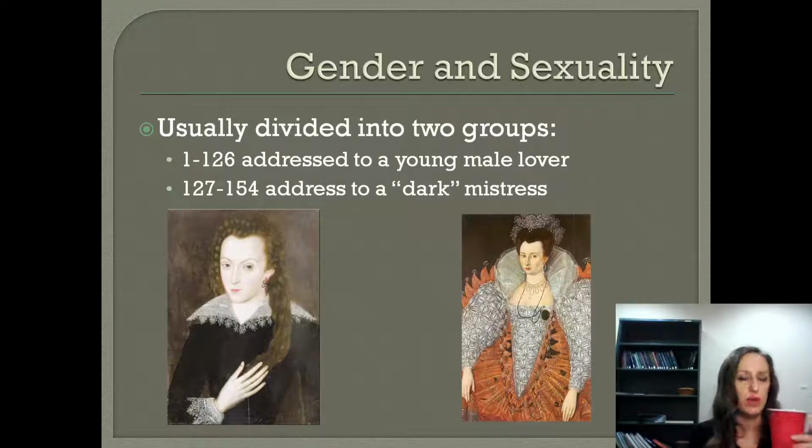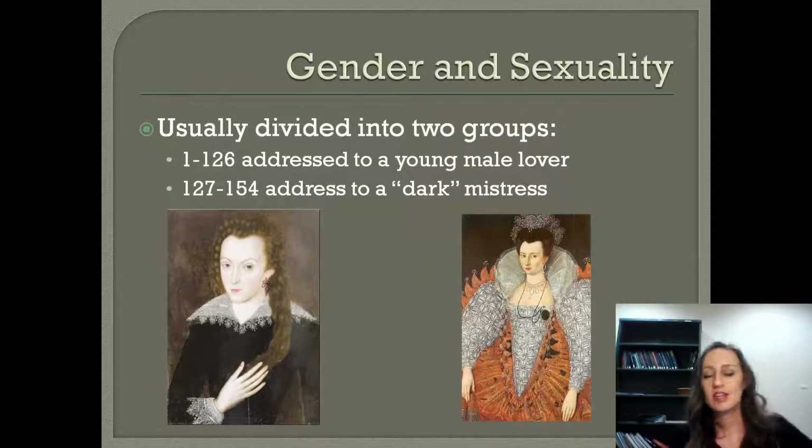Then in 127 there's a switch, and 127 to 154, through the last portion of the sonnets, they are addressed to and about a dark mistress. So everyone is really tempted to read the sonnets biographically. Given what we know about manuscript culture, or given what's in the poems themselves, it's very tempting to say that the speaker of the poem is William Shakespeare himself, and that the young man and the dark mistress that he is addressing are real people. So people have spent a lot of time trying to figure out who these people could have been.